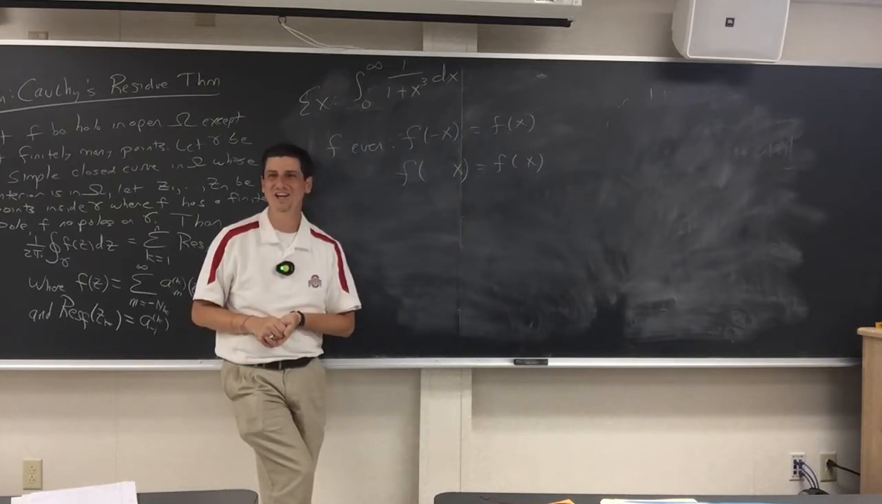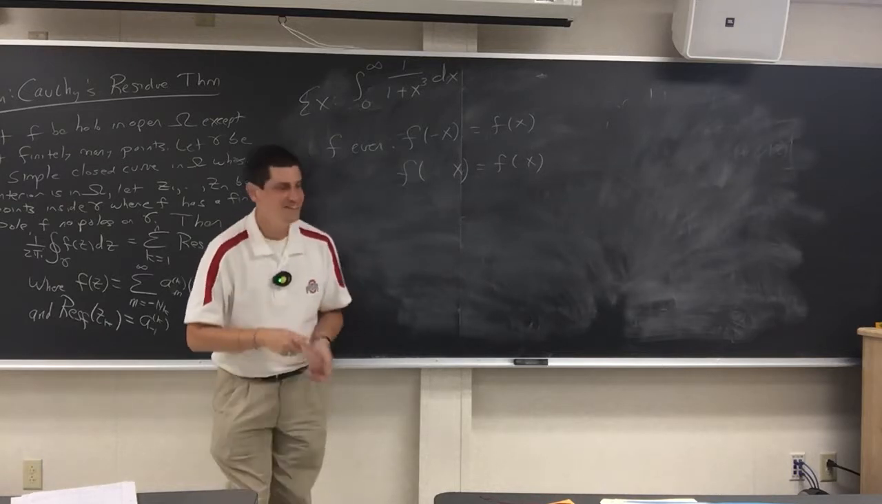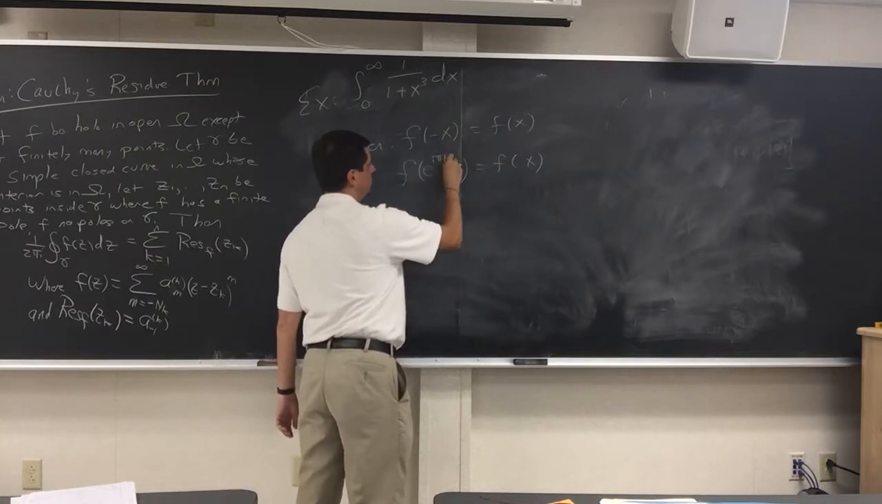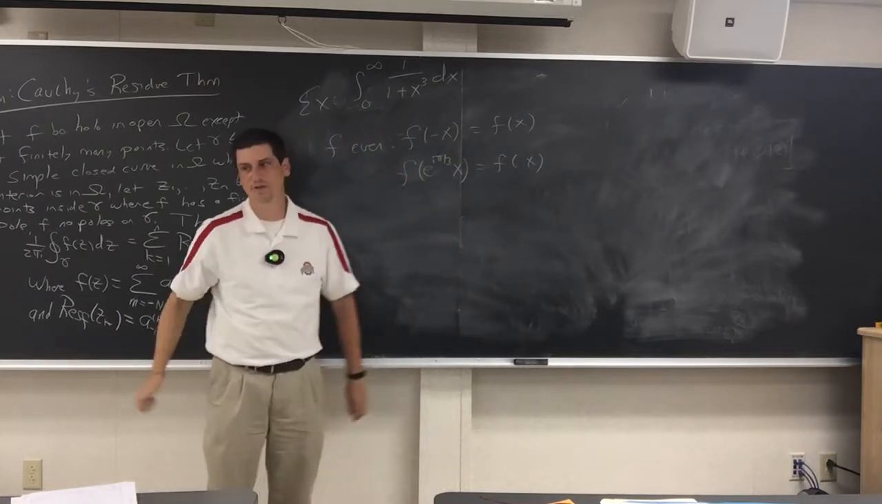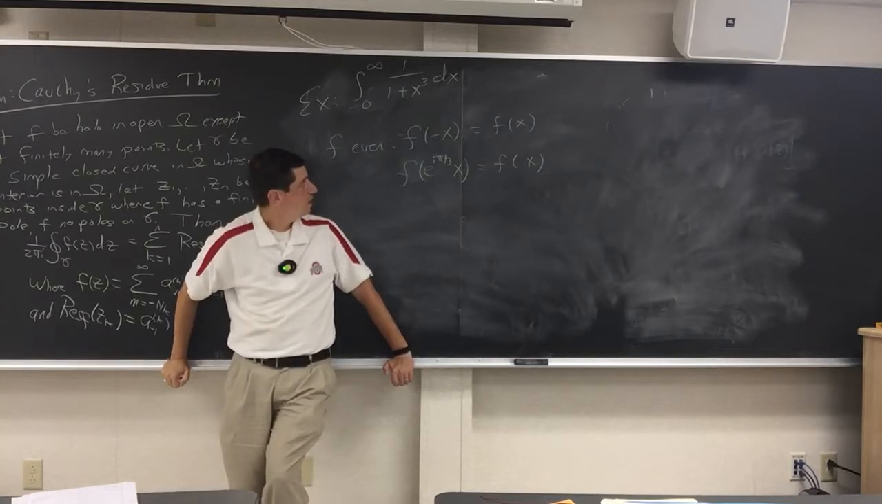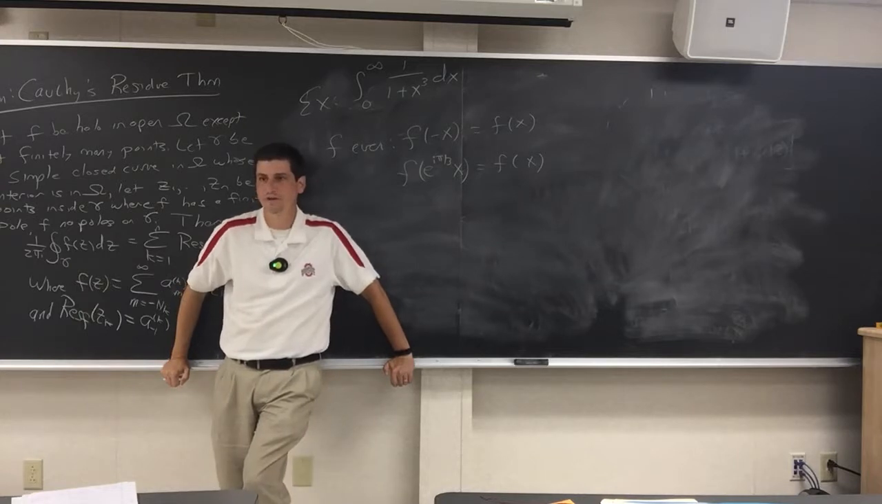You could put in a 1. Could I put in something other than a 1? Do e to the i pi. Yeah, I could do e to the i pi over 3. Or I could do e to the 2 pi i over 3. Or is 2 pi i what I want? Yes, 2 pi i over 3 would work, right?